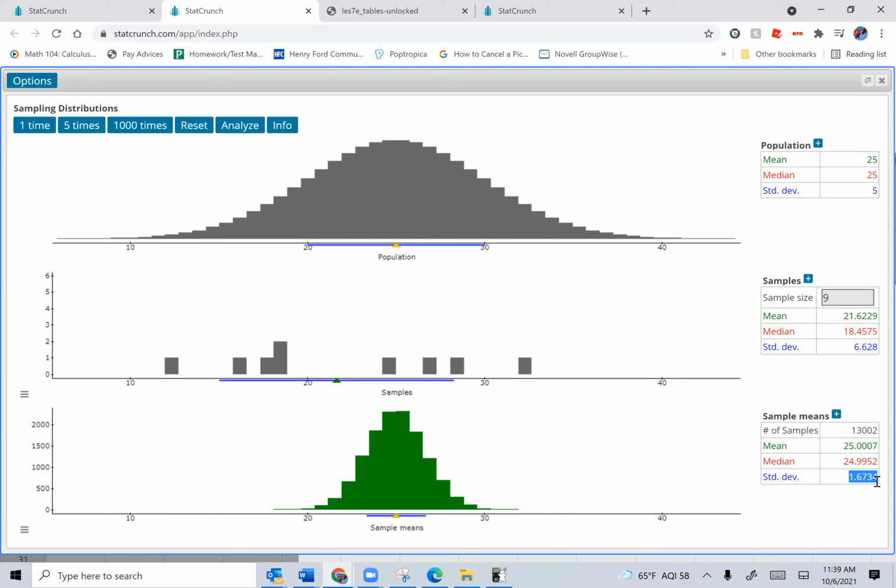Here is what I'd like one of you to do now. There is a connection actually between 5 and this one. The sample size, we said it's 9. So I'd like you to do this, guys. Take the 5 and divide it by the square root of 9 and see what you get.